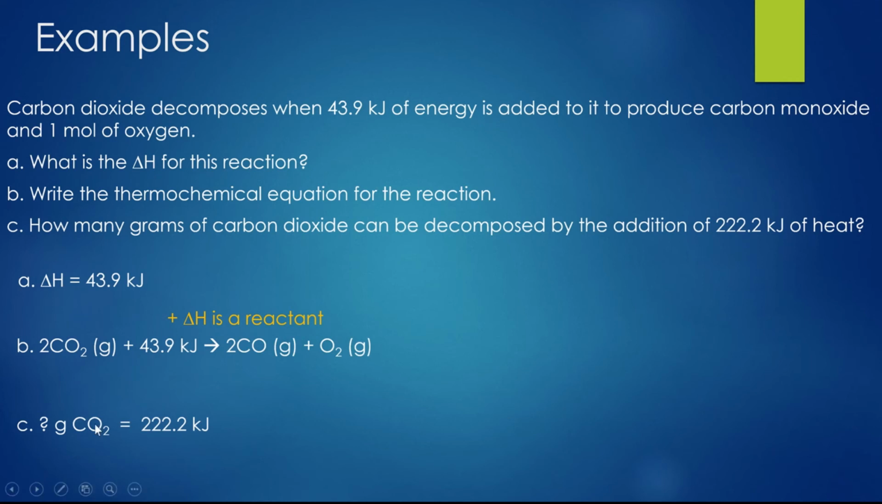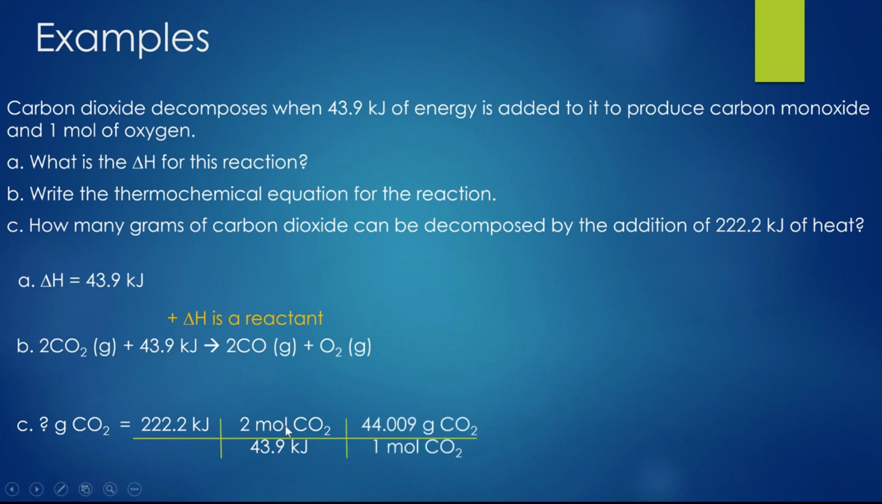Now for the stoichiometry problem. This time we're looking for a mass and we're starting with an energy. So 222.2 kilojoules. Per 2 moles of carbon dioxide, it will yield 43.9 kilojoules of energy. And where do we have those values? From the balanced chemical equation. So it's important to have a balanced chemical equation because we know it needs 2 moles of CO2 per 43.9 kilojoules.